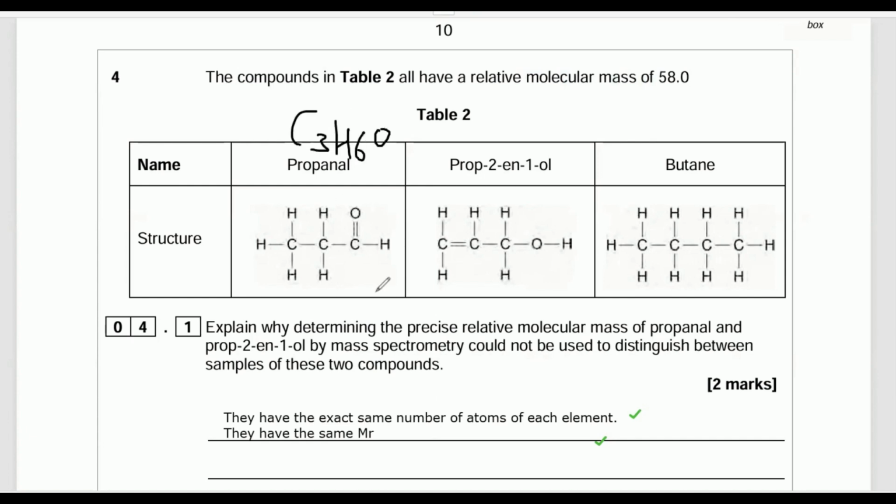So yeah, there we go. You're not going to be able to distinguish between them based on the mass spec alone by determining the precise relative molecular mass. It is not going to help you. You're going to need to use a fragmentation pattern.